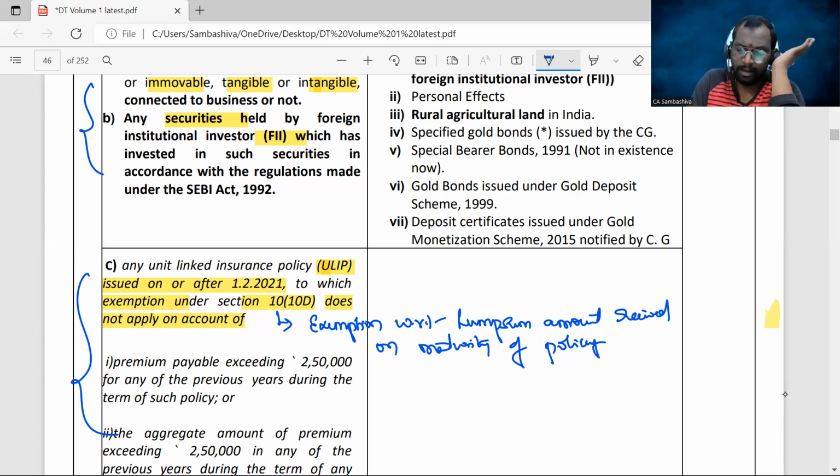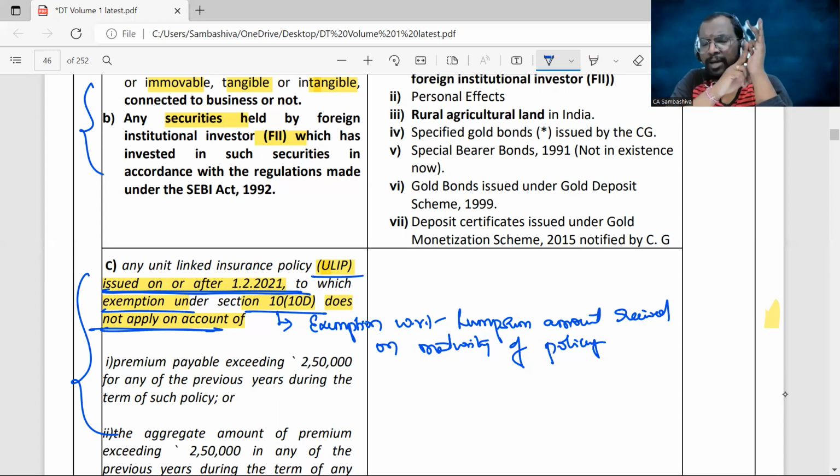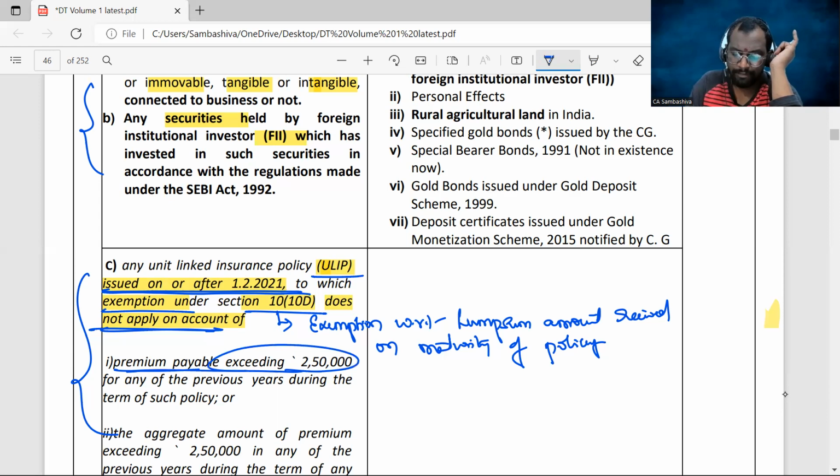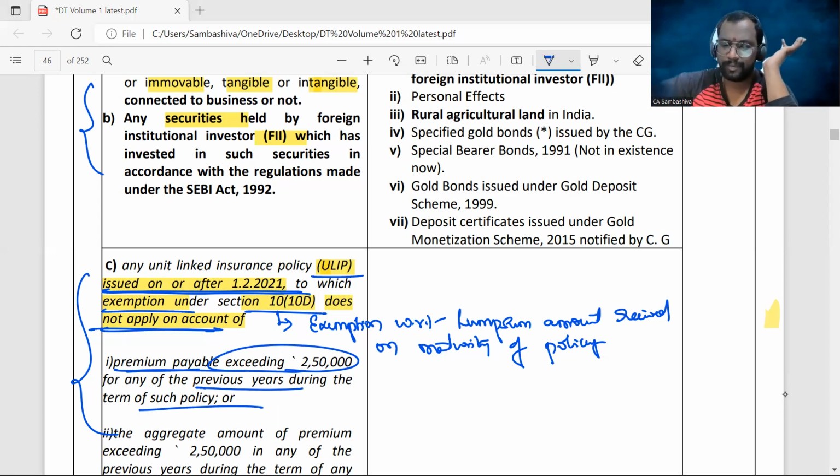Clear? Now here, the first condition is that the asset must be a ULIP, unit linked insurance policy, and it must be issued on or after 1st Feb 2021. Second condition, to which exemption is not applicable. So first it must be a ULIP. Second condition, it must have been issued on or after 1st February 2021. Third condition, the exemption benefit is not applicable because the premium payable exceeded 2,50,000 for any of the previous years during the term of such policy. Right, sir? So let me explain it with the help of the notes.